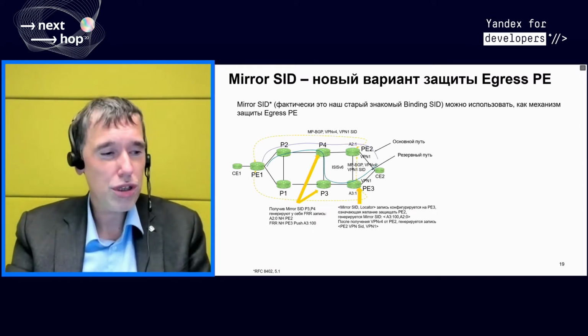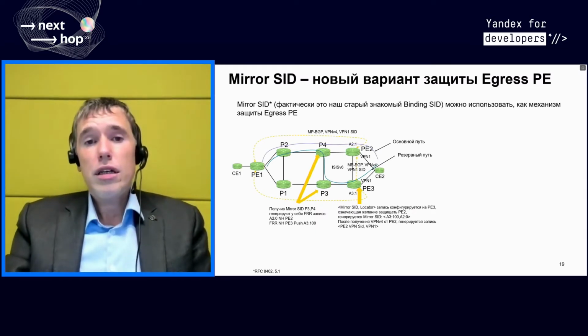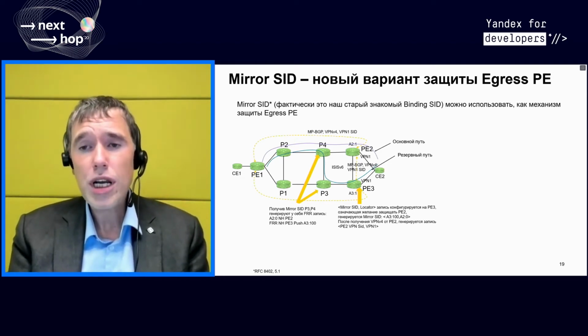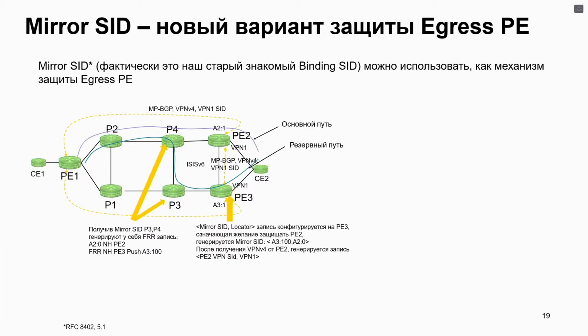And the last slide, because I'm a little bit behind the schedule. This is an option of using the binding SID, which I mentioned from the very beginning. This is when we can use that under the slogan mirror SID. So this is the same binding SID, but this is how you may protect egress PE. When we see that PE3 wants to back up PE2, we actually do the mirror SID, and it mirrors that start flooding, and so it means that PE3 will protect PE2.